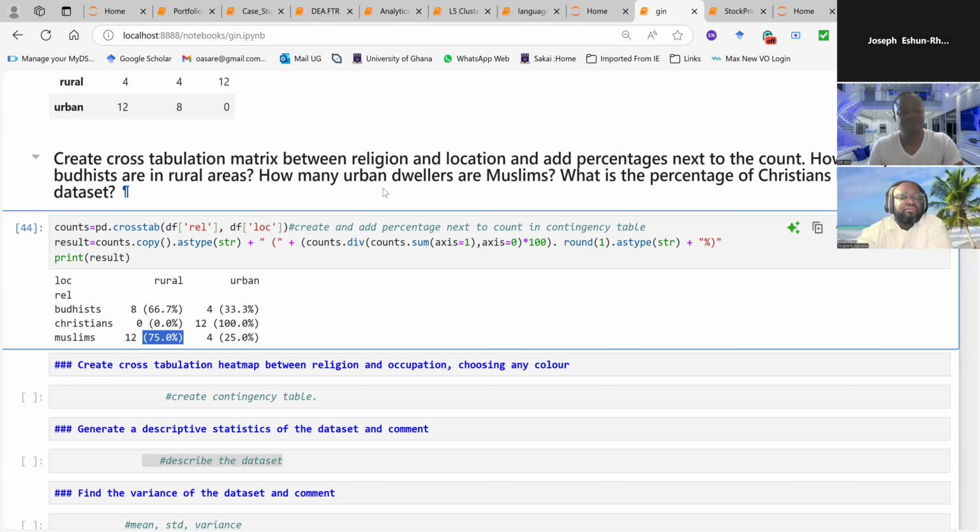Yes, Joseph. Doc, please, the last question, which says what is the percentage of Christians in the data set? I'm just thinking, there's a total data set of about 40. So maybe the question sort of wants us to determine the percentage of Christians in the entire data set, combining the rural and urban for each of the religions or for all the religions.